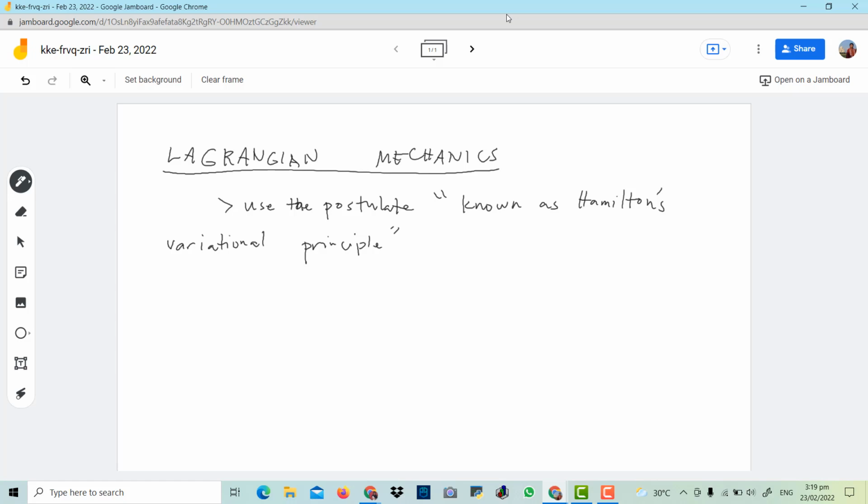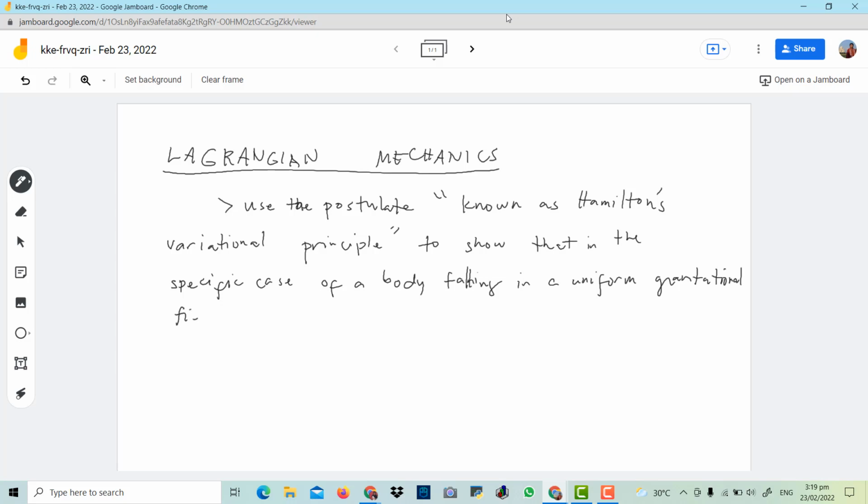So ang Lagrange mechanics is gagamit siya ani nga postulate kaning Hamilton's variational principle to show that in the specific case, okay, of a body, say falling in a uniform field, falling in a uniform field or gravitational field, it is equivalent to Newton's laws of motion, Newton's second law of motion.